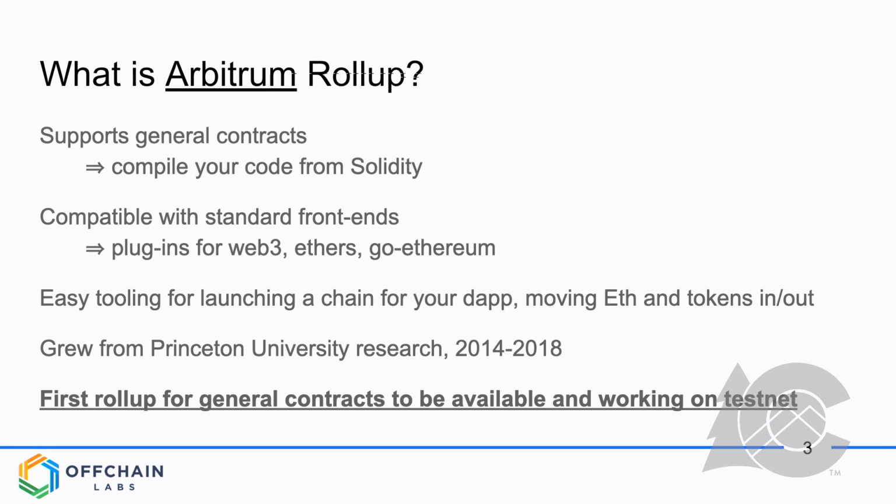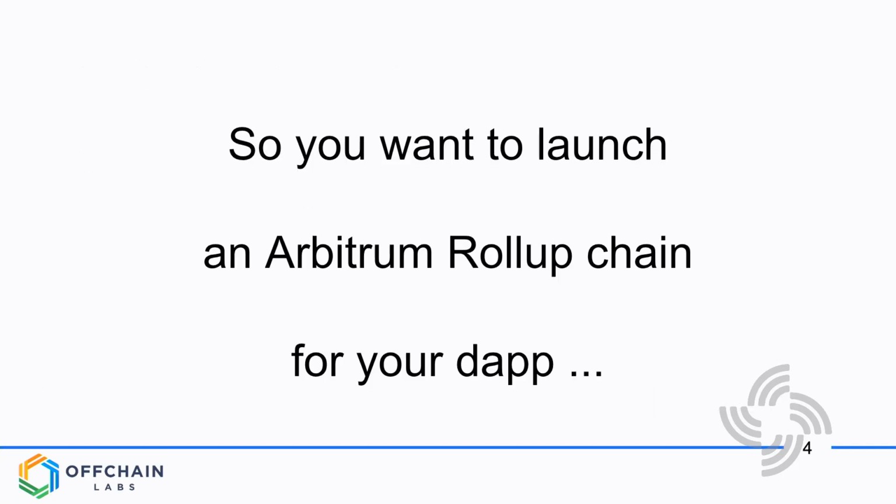We provide easy tooling for launching a chain for your dApp. We're not a single chain. We're a tool for launching many chains, and we anticipate one chain per dApp. That gives better control and better performance for each dApp. We provide easy tooling for launching a chain, moving ETH in and tokens in and out. We grew out of Princeton University research, and we're the first Rollup for general contracts to be available and working on testnet.